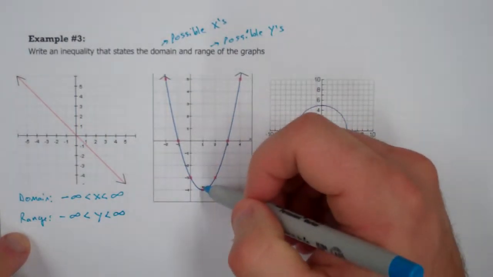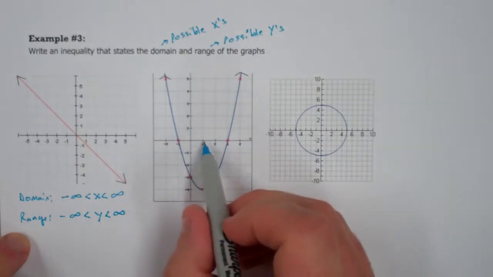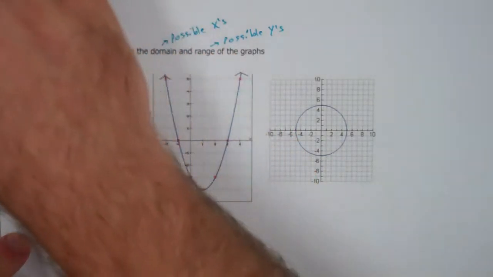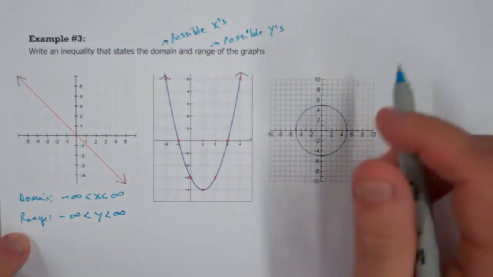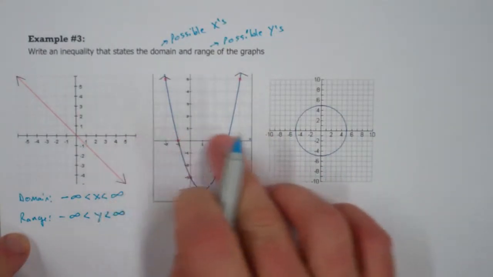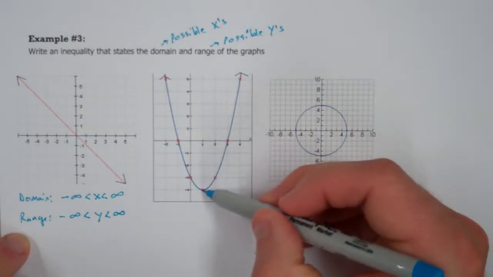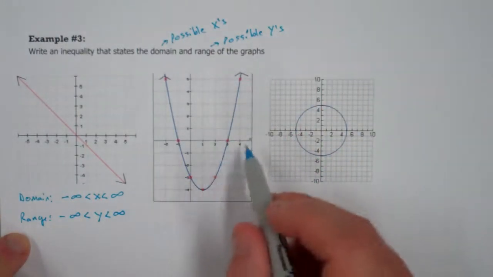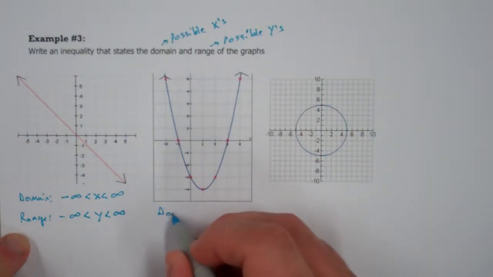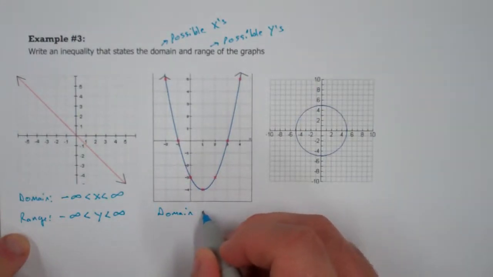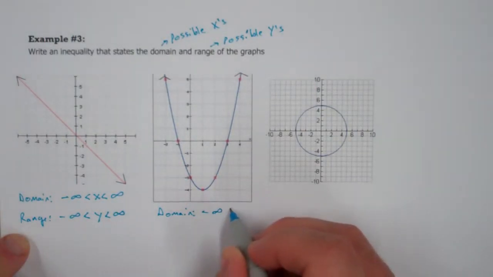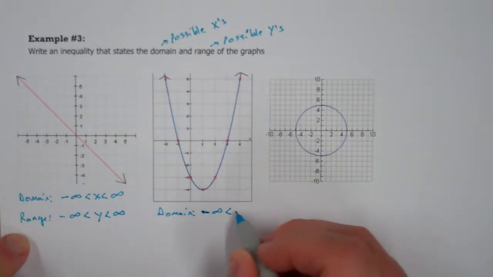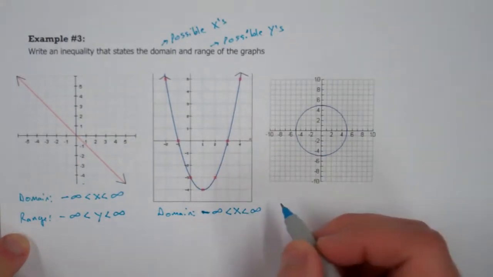The next graph looks like it has the same domain as the first one. As we go left, this end keeps on going, and this end keeps on going. So any value of x will work. 1 has an output, 2 has an output, 3 has an output, 4 has an output, and all the numbers in the middle. So the domain for this one will be -infinity is less than x is less than infinity.